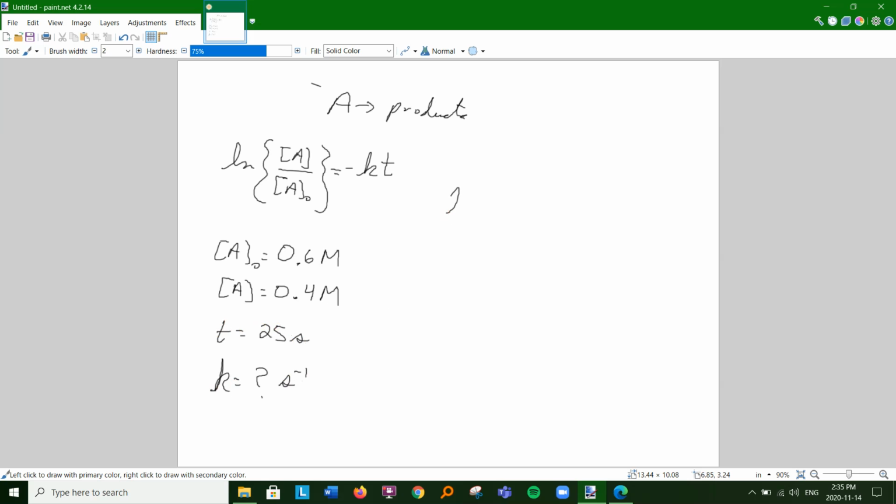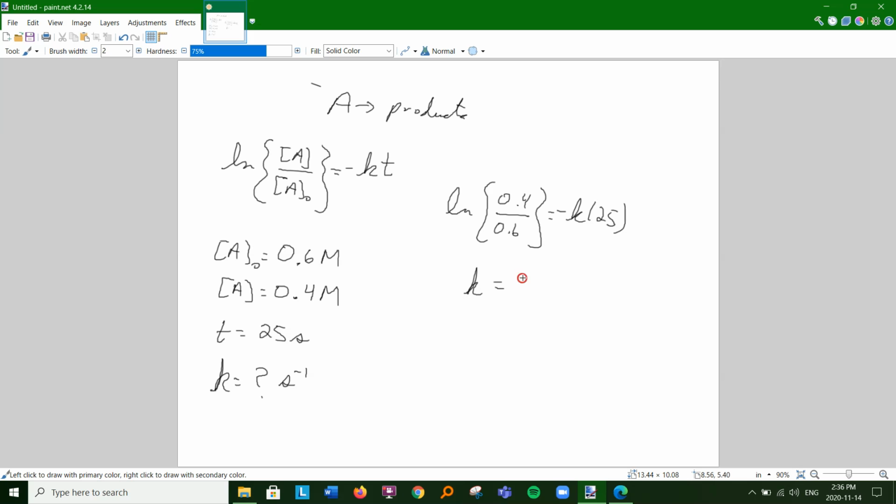So the natural log of 0.4 over 0.6 equals minus K times 25. Now, I just made up those numbers off the top of my head. So here we go, 0.4 divided by 0.6. Take the natural log of that, 0.67, and then divide by negative 25, and I get 0.016.